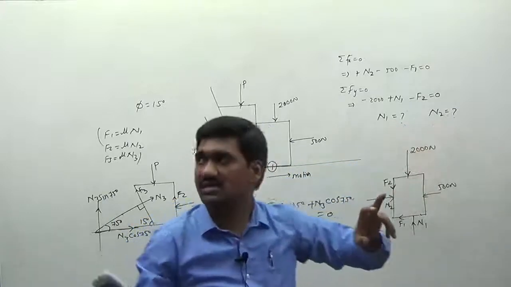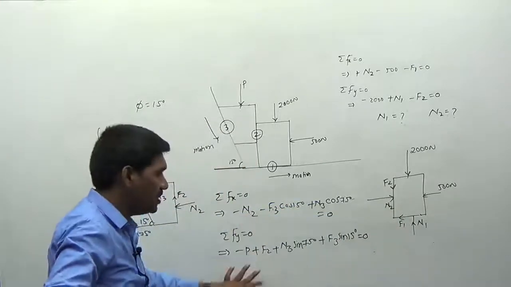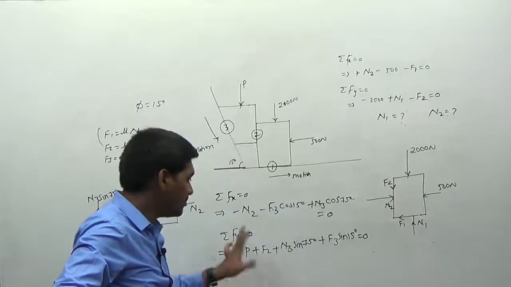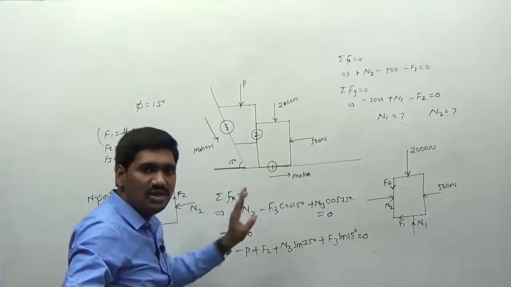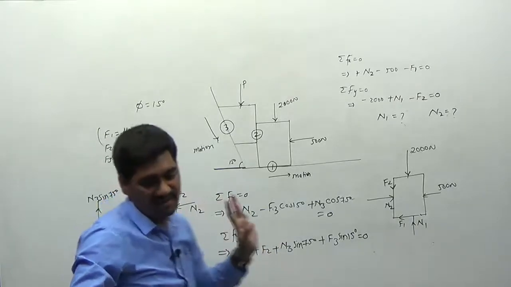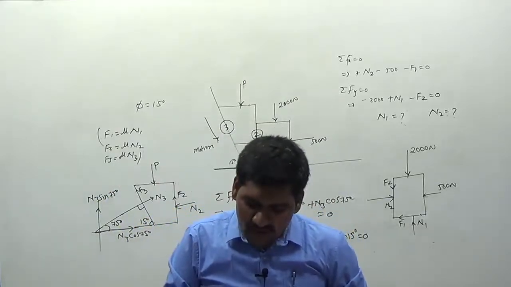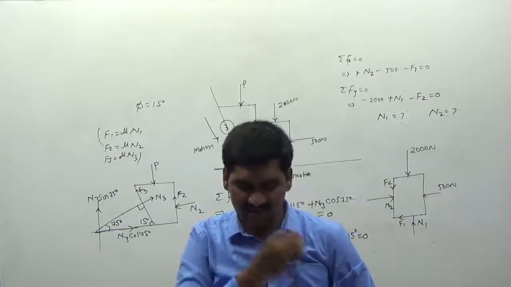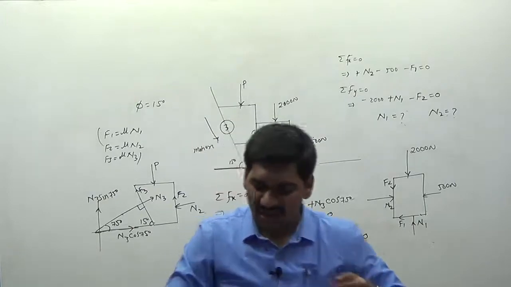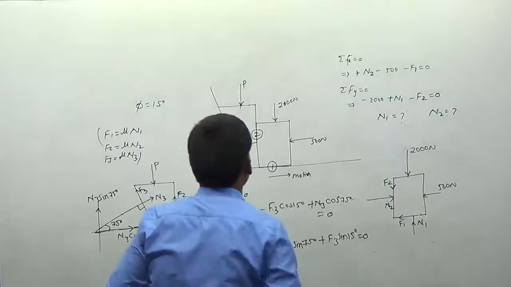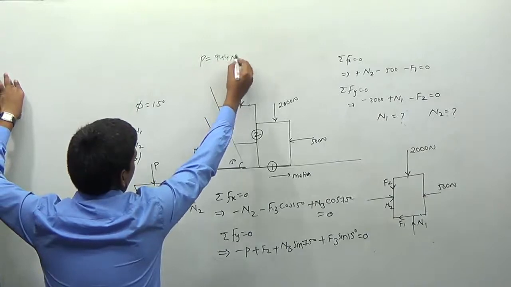Now substitute the value of N2 in this equation, in those two equations. Then we'll be getting the equations in terms of P and N3. Right? Now solve these two equations. You can determine the values of P and N3 here. Okay. So after substitution of all the values and doing all the calculations, the value of P is equal to 944 newtons. I am writing the final value here, 944 newtons.